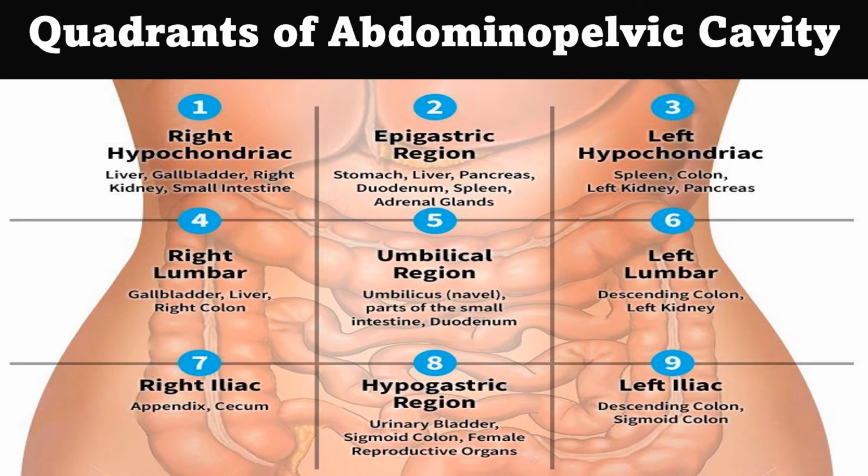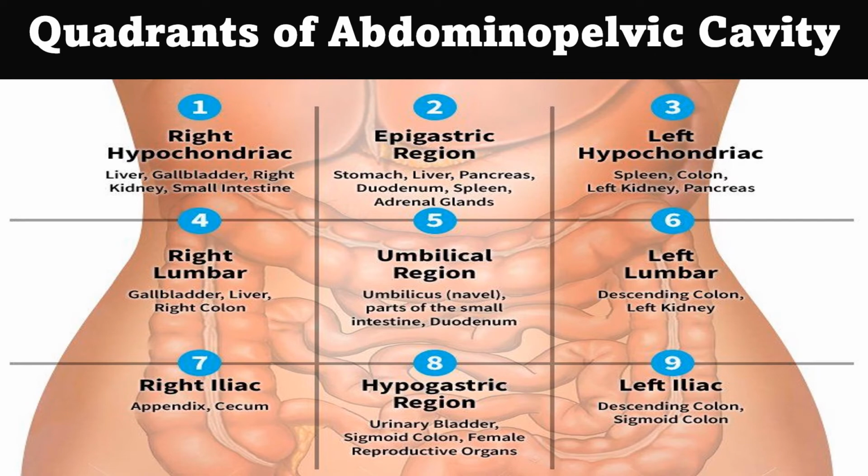Second one is the epigastric region. This region includes the stomach, liver, pancreas, duodenum, spleen, and your glands such as the adrenal gland. Then you have the left hypochondriac, which will include your spleen, colon, left kidney, and pancreas. Then you have the right lumbar region and the left lumbar region.